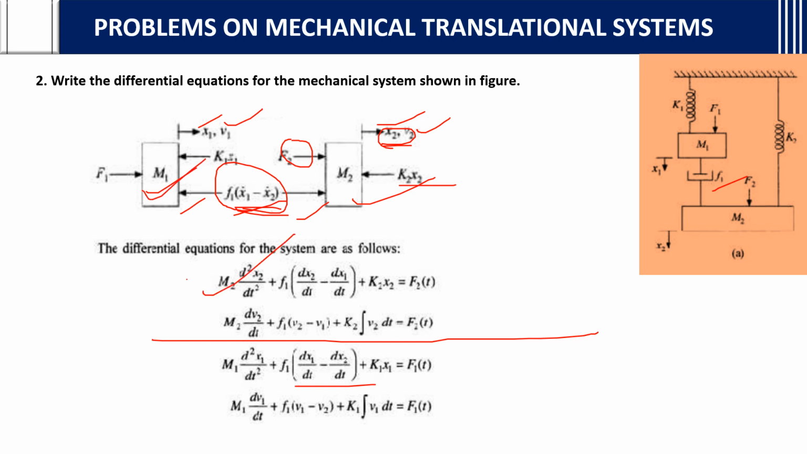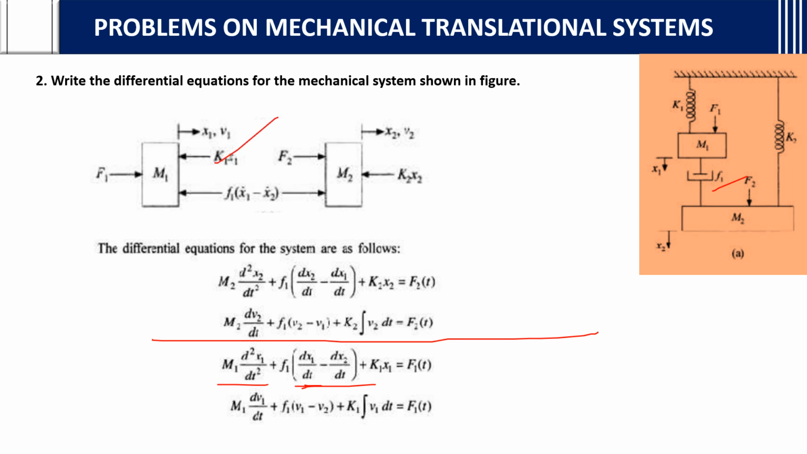Same like this, m1 into d square x1 by dt square plus f1 into, as it is with respect to x1, first you will write x1, dx1 by dt minus dx2 by dt. After that plus k1 into x1. Next is the spring element we have, that is k1 into x1. Write that is equal to, what is the force applied? f1 of t.